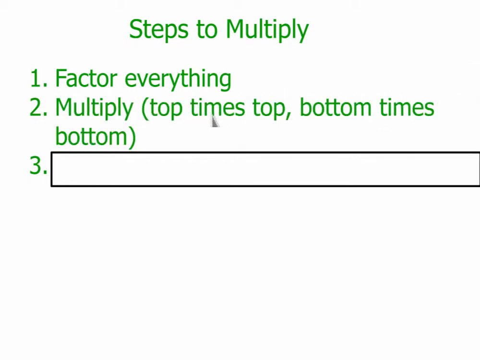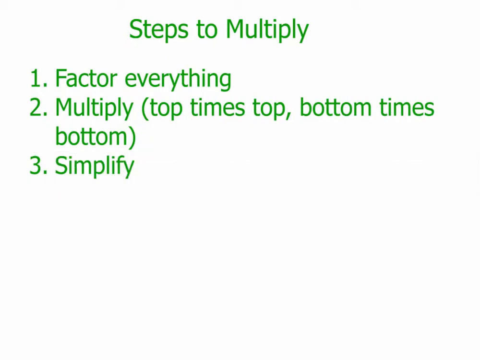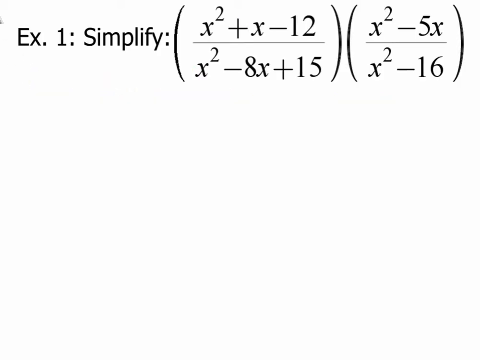Then we want to multiply, and you just multiply the top times the top, the bottom times the bottom. And then simplify by canceling things out. So let's take a look at an example.